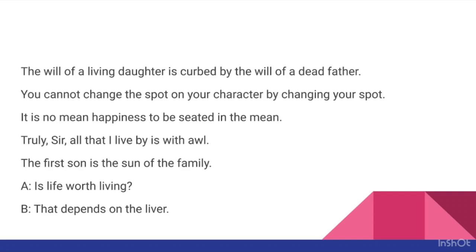Next example: the first son is the sun of the family. So here, son and sun, there is a pun on these words. Next, I have given one dialogue. Read this. A says, "Is life worth living?" B says, "That depends on the liver." So there is a pun on the word liver. Liver may refer to the person who lives life, and the second meaning of liver could be the organ, an organ of the human body.